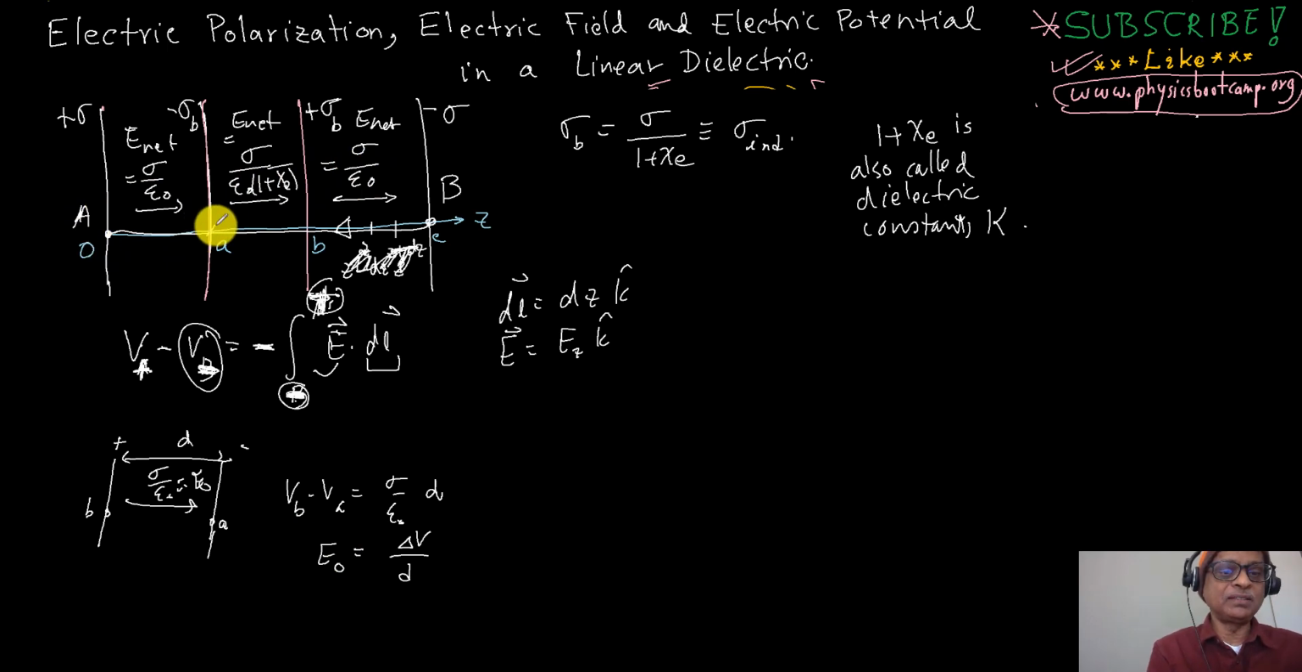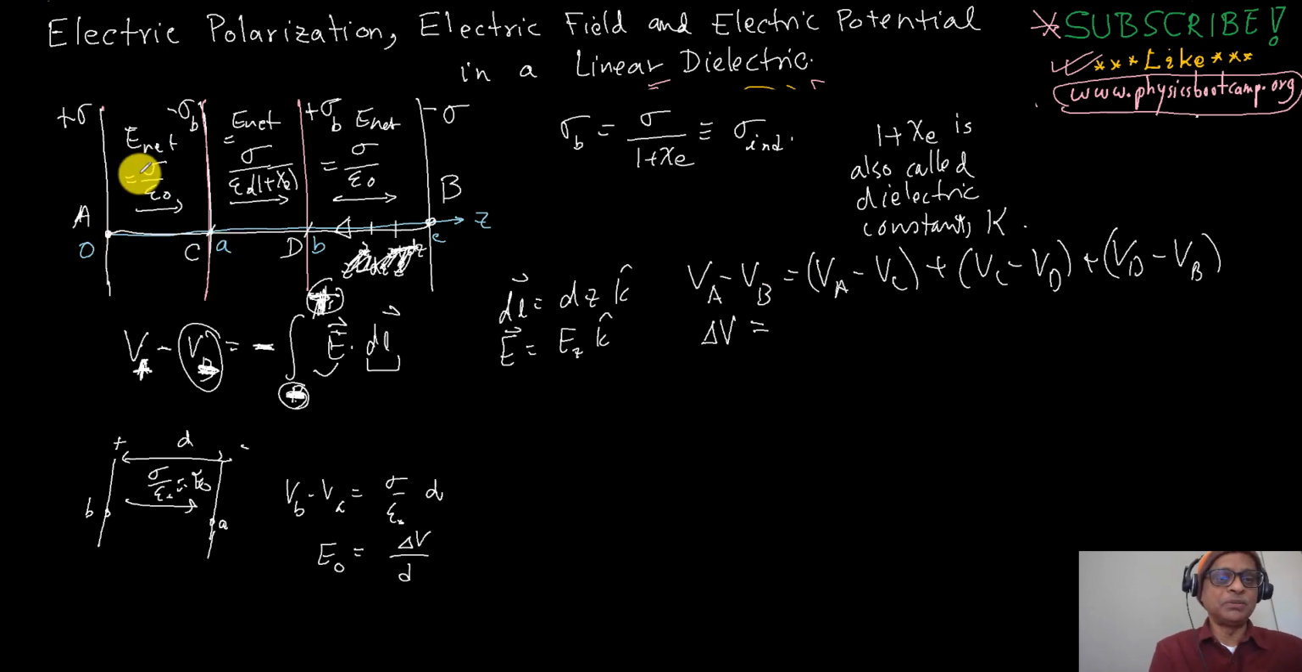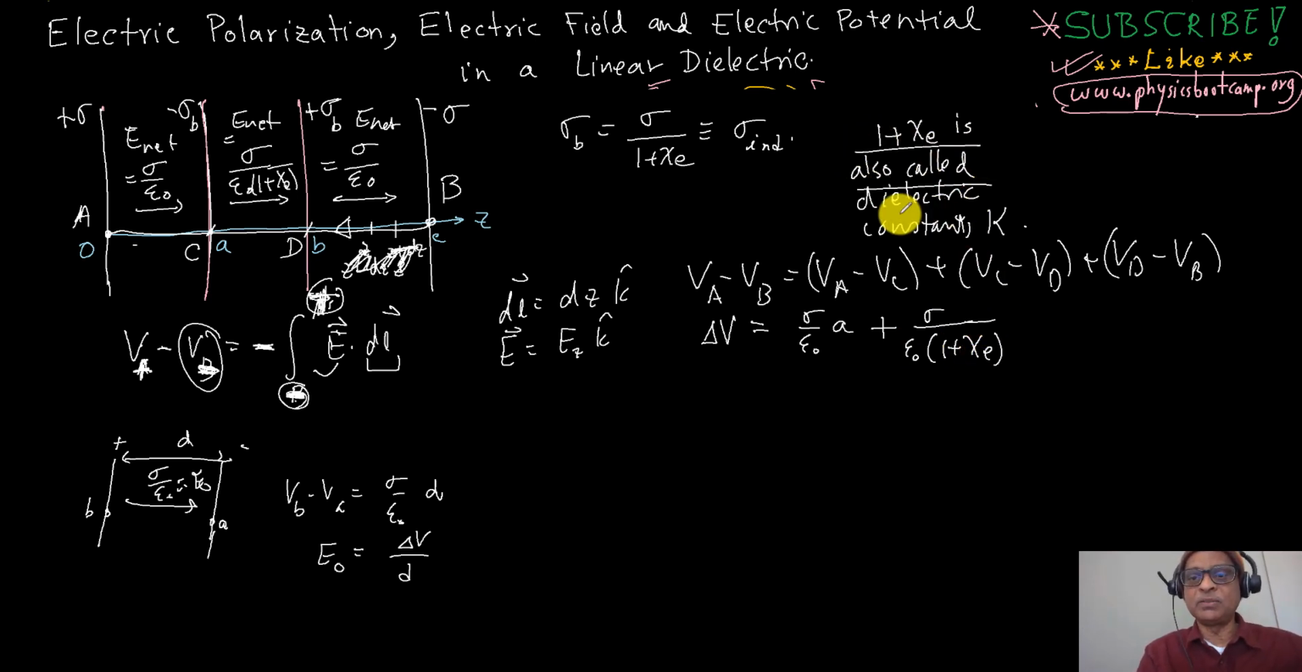So between, say, A and this is point C, this is point D. This whole thing, VA minus VB, will simply be VA minus VC plus VC minus VD plus VD minus VB. So in each one of them, I can actually write this down. This is delta V between positive and negative plates. That's going to be equal to VA minus VC, sigma over epsilon times the distance here, plus this is the electric field in this region, epsilon naught times 1 plus chi E. 1 plus chi E is also the dielectric constant.